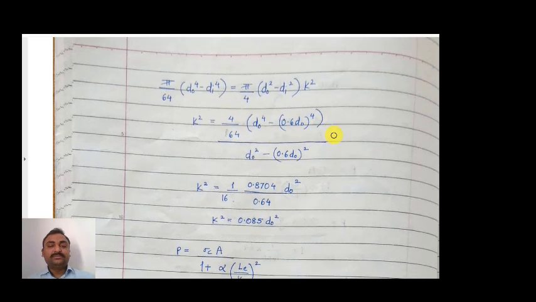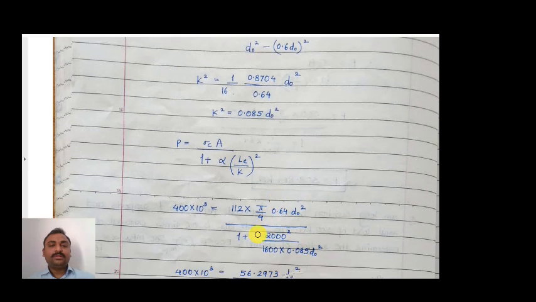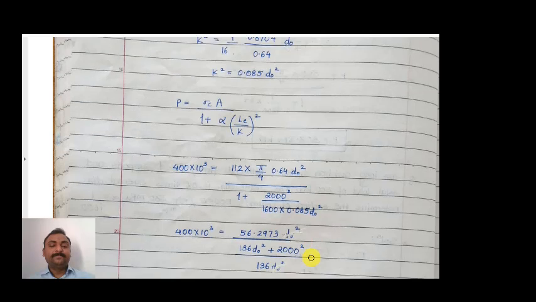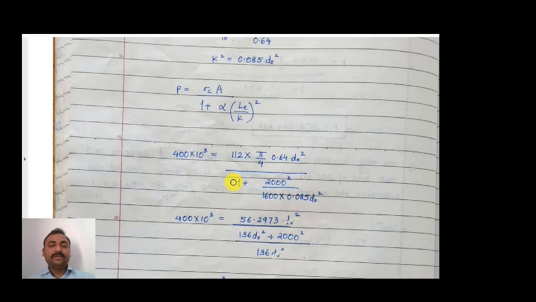Okay, it has some calculation. 1 plus alpha, 1 by 600, times Le square. Equivalent length is 2 meters, so it will be 2000 square upon k square, which is 0.085 Do square. Just put here the values. Carefully do the calculations. You need to do stepwise calculation, don't hurry. Just do the calculation carefully. So it will take multiplication on this side. Take the denominator to the numerator.